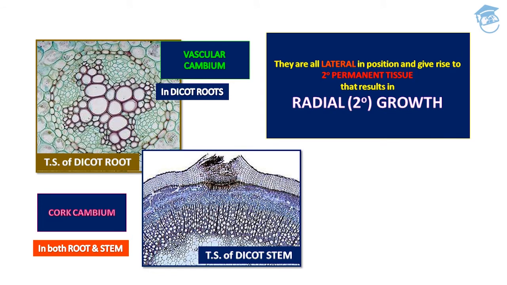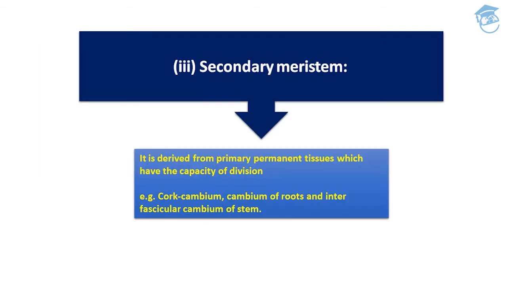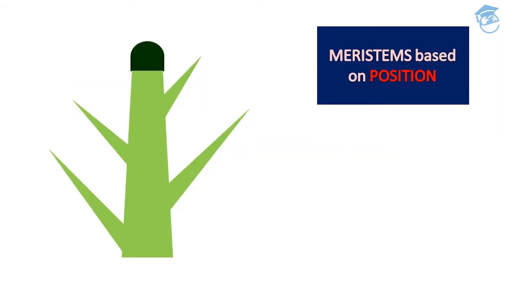They are all lateral in position and they give rise to secondary permanent tissue, and that results in radial growth or secondary growth of angiosperms. That improves the girth or breadth of the angiosperm's body. Secondary meristem is derived from primary permanent tissue which has the capacity of division. For example, cork cambium of roots and interfascicular cambium of stem. These are examples of secondary meristem which are derived from primary permanent tissue, and they have the capacity of division.